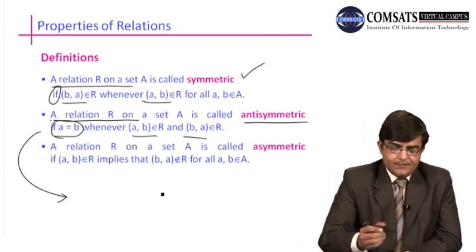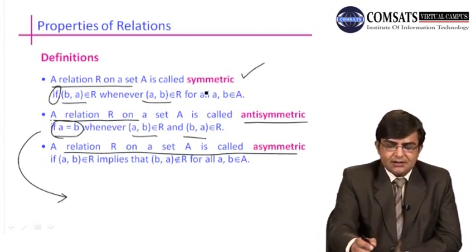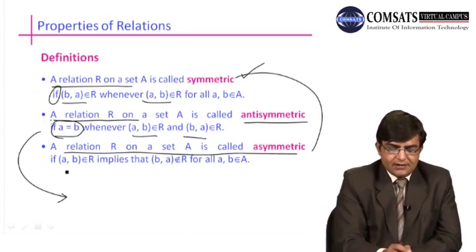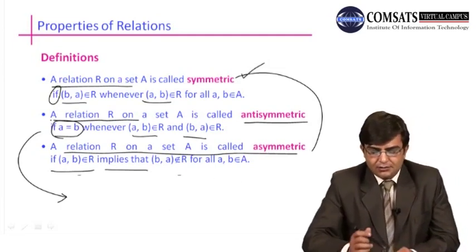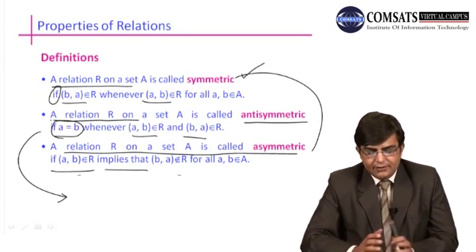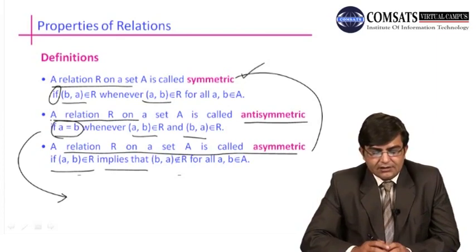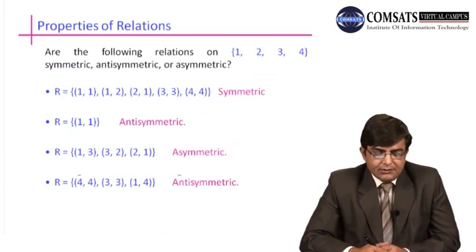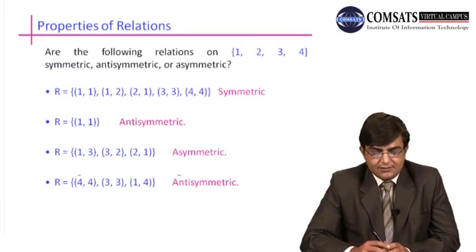Now the third kind: a relation R on a set is called asymmetric. This is asymmetric, this is symmetric. This is basically the reverse of this. A relation R on a set A is called asymmetric if AB belongs to R implies that BA doesn't belong to R for all A, B belonging to A. So if AB belongs to R and BA doesn't belong to R, then we say that this relation is asymmetric. So for example, we take some examples of relations and check whether the given relation is symmetric, antisymmetric or asymmetric.